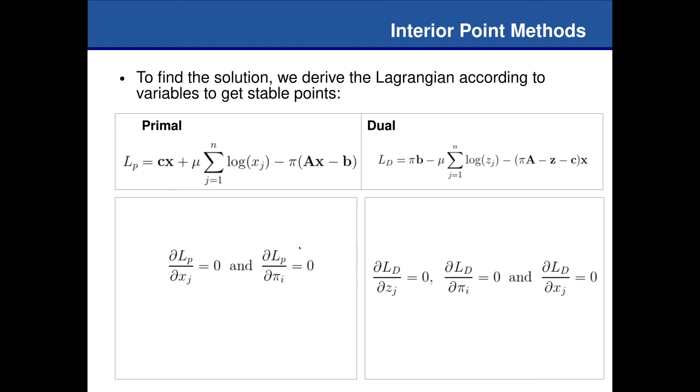I will do the same for the dual, differentiating in terms of all my variables. Of course, I have z, so all z's. I have pi's, so in terms of pi's, and I have x's, so in terms of x's too. After having this differentiation, all 5 must be satisfied. If I satisfy all 5 differentiations, I have the solution for my primal and for my dual problem.